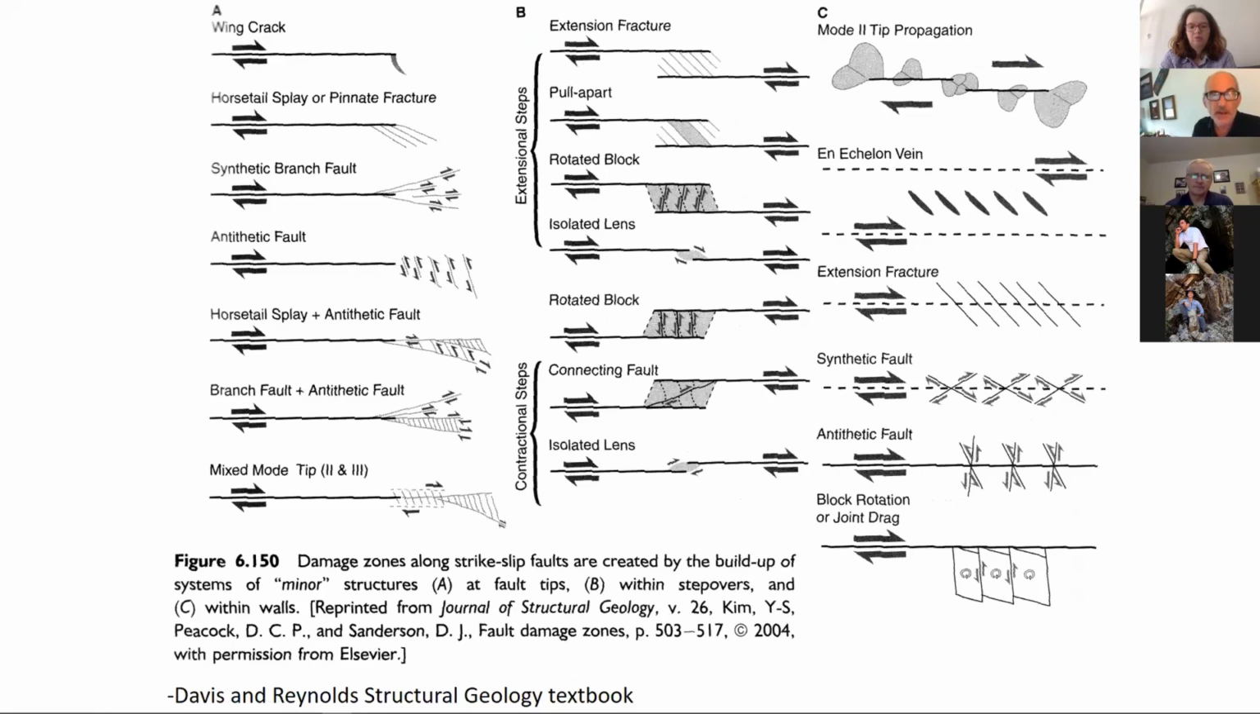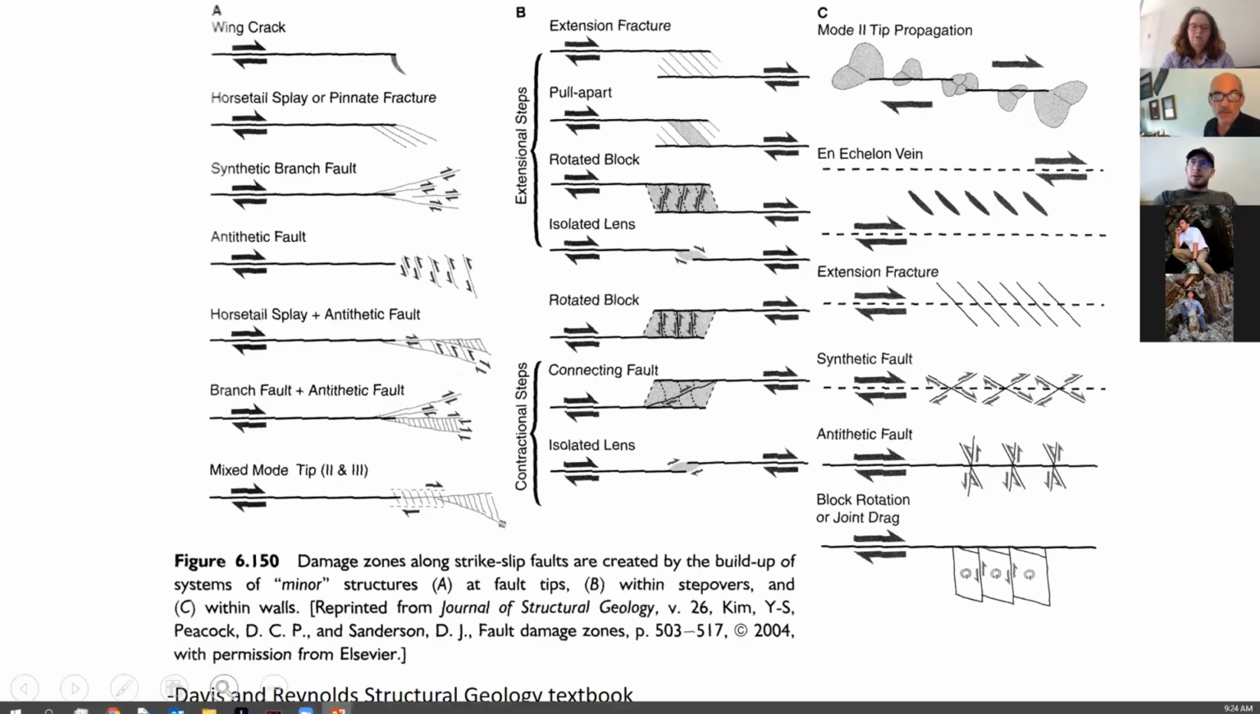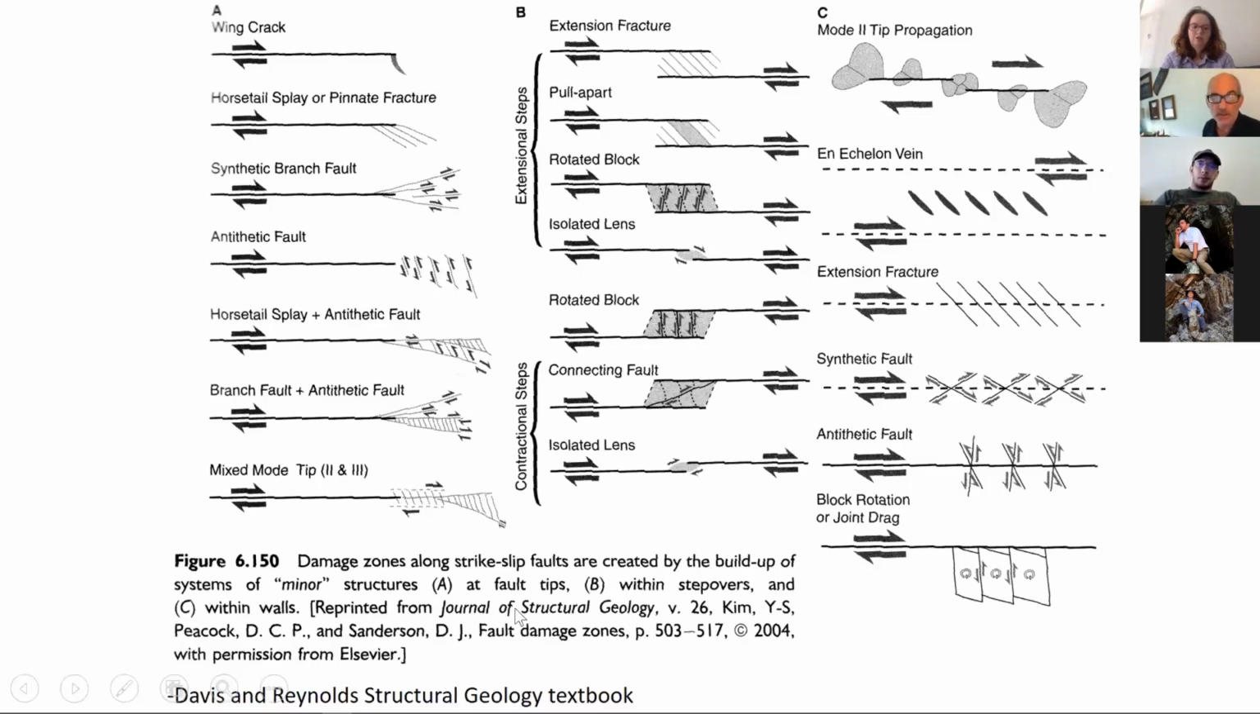And then this is from the Davis and Reynolds textbook. I always think it's kind of funny because it's like a catalog of every possible thing you could see. You don't have to memorize these things, but you want to start to have in your mind all the possible patterns that you might see at different scales that then might drive some of the surface response that you end up mapping as far as the geomorphology. What was this from, you said? This is from the Davis and Reynolds Structural Geology textbook, but it's from this Journal of Structural Geology paper by Young-Sung Kim. So the reference is right there.